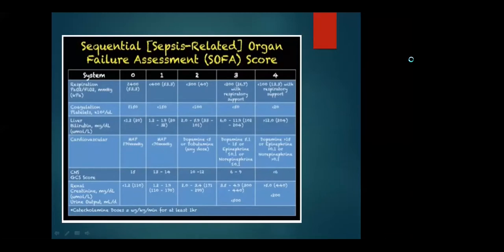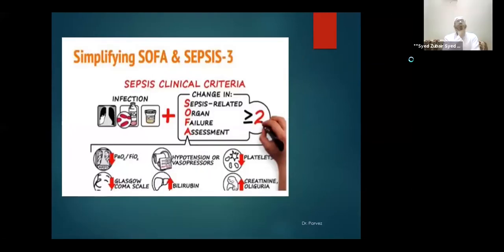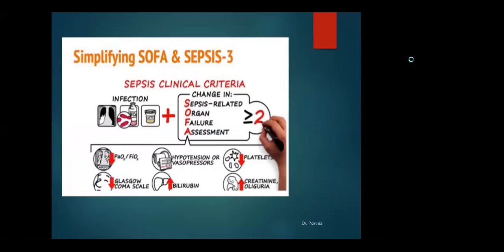The second is the coagulation profile, especially the platelet count. Number 3 is the liver function, specifically looking for the bilirubin. Number 4, hypotension or the mean arterial blood pressure. There is scoring given for each of the 6, the minimum score being 0 and the maximum score being 24. So the remaining 2, the CNS, the GCS scoring, and the renal function, which can be based on creatinine or the urine output.